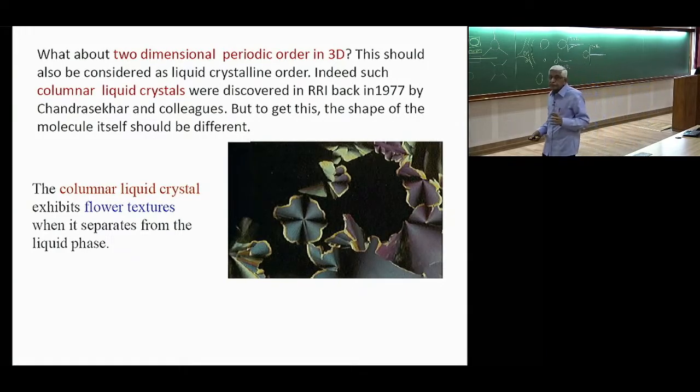The question is, can I have two-dimensional translational periodicity and one-dimensional liquid in three-dimensional space? The answer is yes. And of course, this is the most important discovery made in the Raman Research Institute. These are called columnar liquid crystals, discovered back in 1977 by Chandrasekhar and his co-workers. And its typical texture in a polarizing microscope is called a flower texture, and it looks like this.